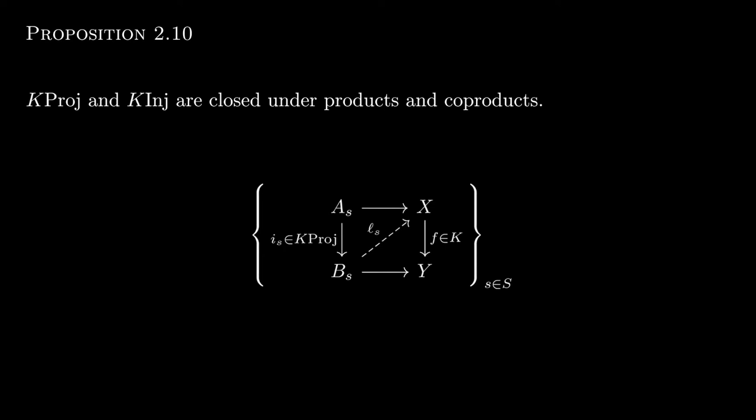Finally, we want to show that both classes are closed under products and coproducts. Again, we prove one out of the four cases, in particular that k-proj is closed under coproducts. We will use the universal property of coproducts a lot. First of all, observing that the coproduct of maps is the induced map on the coproduct of spaces. We want to show this is in k-proj, so of course we set up our diagram. Then we observe that this is just this set of diagrams for which we can construct a lift by assumption. So then this induces a lift on the coproduct diagram, and we are done.